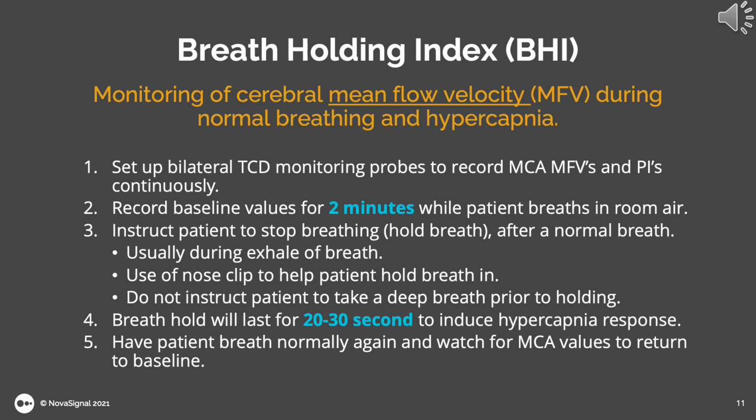The breath hold should last a minimum of 20 seconds, but 30 seconds is more standard and would allow for a better hypercapnia response. Once the 30 seconds is up, instruct the patient to breathe normally again and wait to see their middle cerebral artery mean flow velocity return to baseline values.